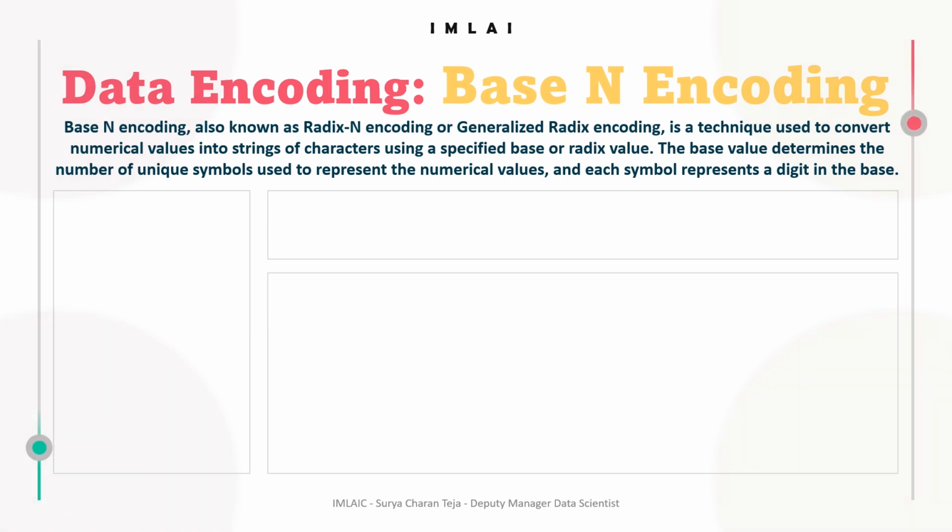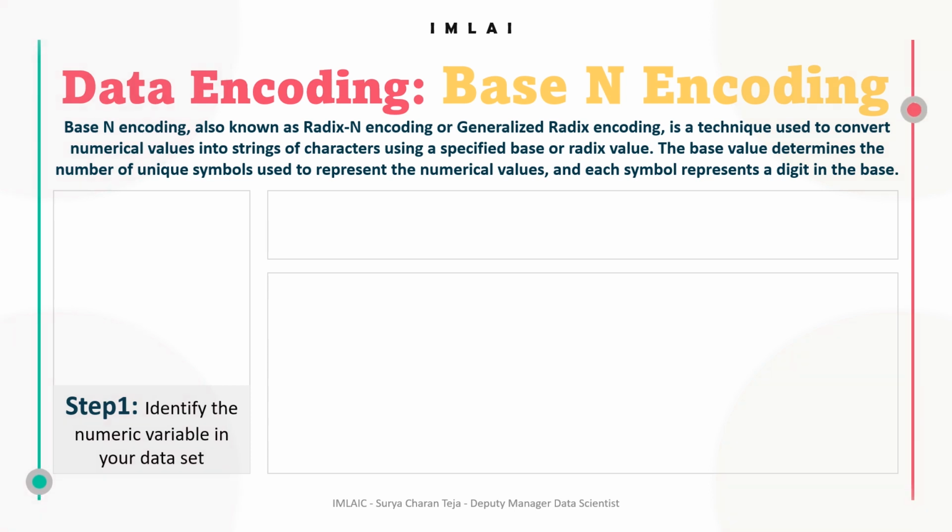Now let's look into the base encoding step by step. Base encoding, also known as radix N encoding or generalized radix encoding, is a technique used to convert numerical values into strings of characters using a specified base or radix value. The base value determines the number of unique symbols used to represent the numerical value, and each symbol represents a digit in the base.